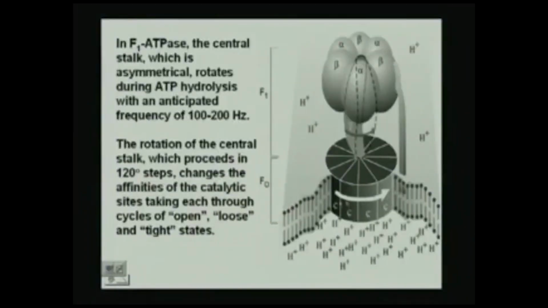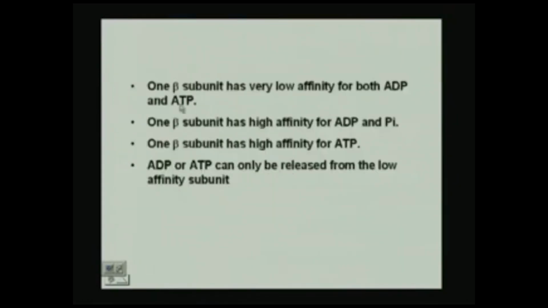So, this is exactly what happens. We have this rotation of the C units that are connected with the membrane, and with this rotation we have the gamma stalk rotating. So what is that going to rotate? That is going to rotate these beta subunits, and as the beta subunits rotate, there are three states that it gets into, called the open, loose and tight states. Okay. Now one beta subunit has low affinity for both ADP and ATP. So they will be irreversibly associated with the unit.